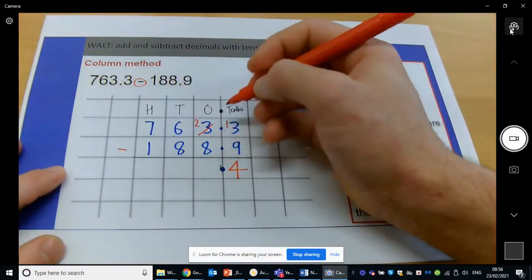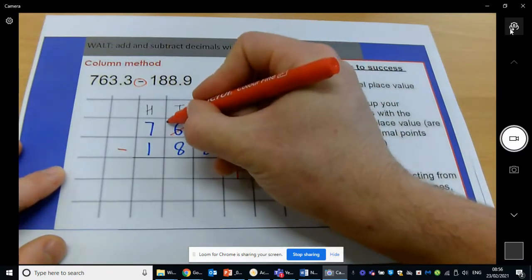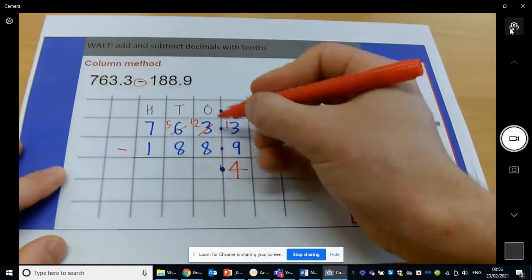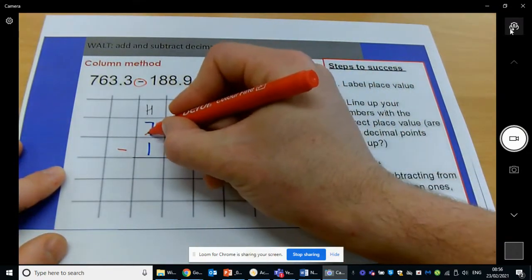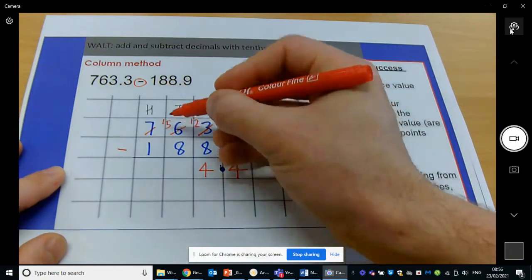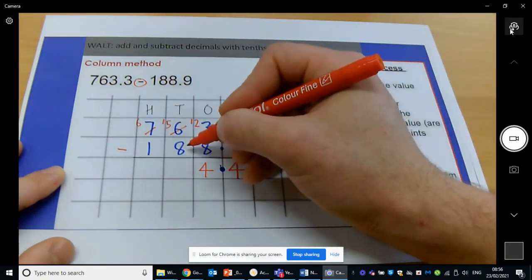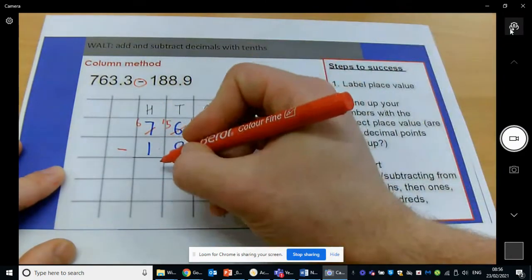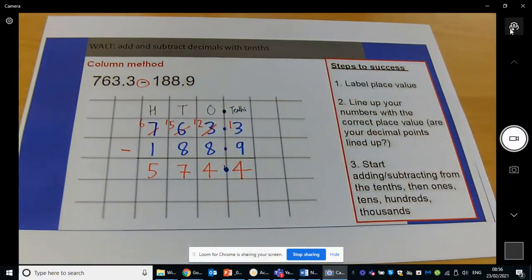2 take away 8. Can't do. So we're going to borrow from our neighbor. That becomes a 5. That becomes a 12. 12 take away 8 is 4. 5 take away 8, again, we can't do. So we're going to borrow 1 from there, making it 15. This is going to become a 6. 15 take away 8 is 7. 6 take away 1 is 5.